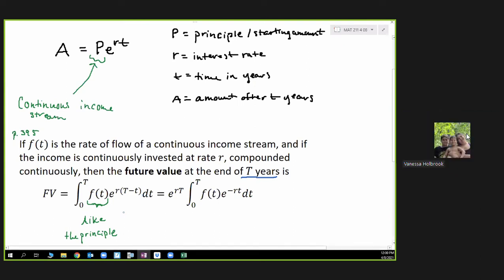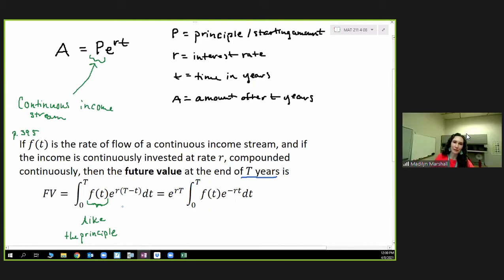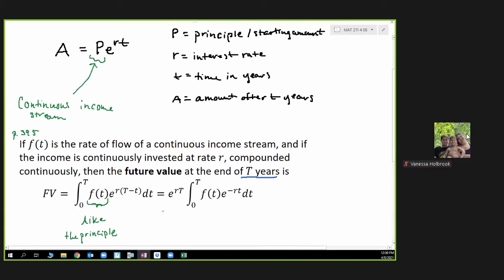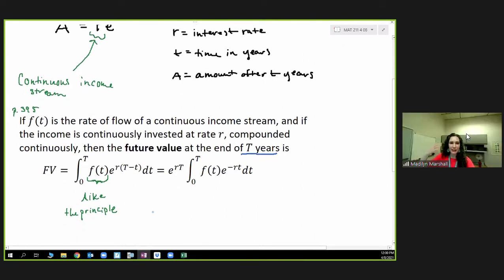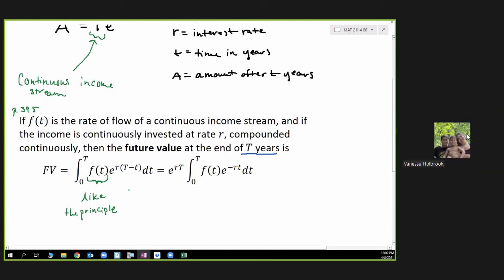Will we see infinity for big T? No, we won't. Conceptually, that could happen, but it's sort of a more advanced thing.